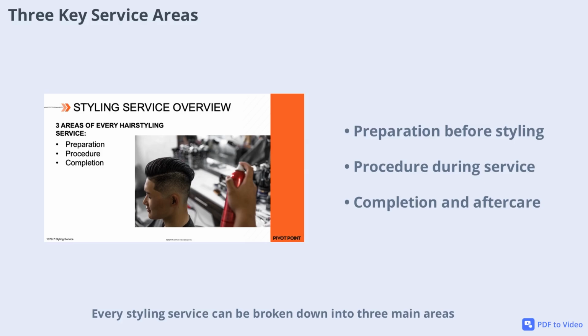Every styling service can be broken down into three main areas: preparation, procedure, and completion. Preparation includes all the steps you take before styling begins, procedure covers the techniques and methods used during styling, and completion involves the finishing touches and aftercare. Mastering each area ensures a smooth, predictable, and satisfying experience for your client.